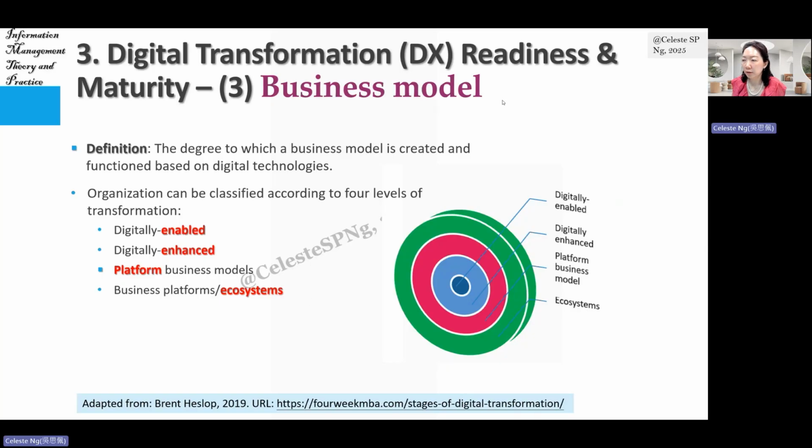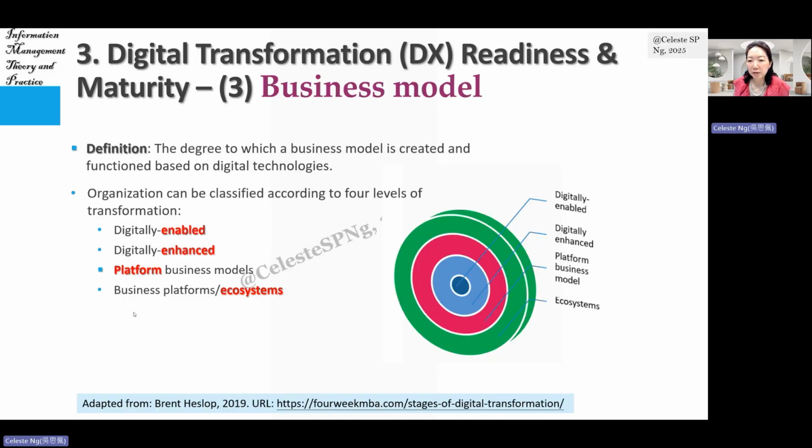Now we are going to look at the third method, how we can evaluate a digital transformation maturity, and this is based on the business model method. Here, in this third method, we define digital transformation maturity as the degree to which a business model is created and functioned based on digital technologies.